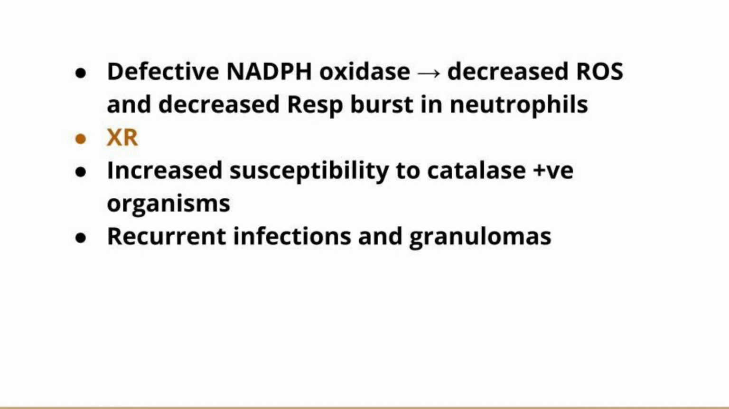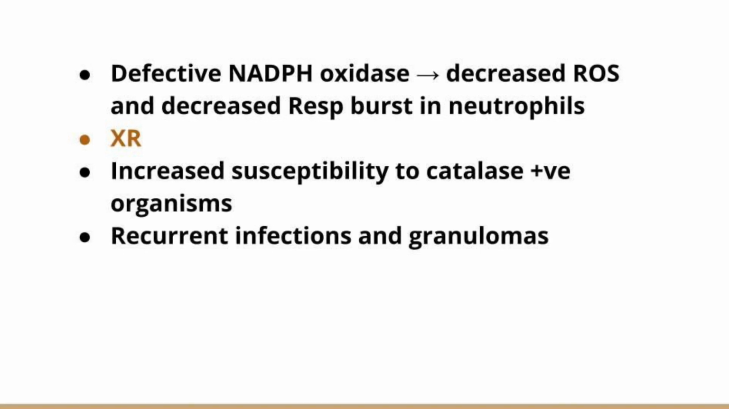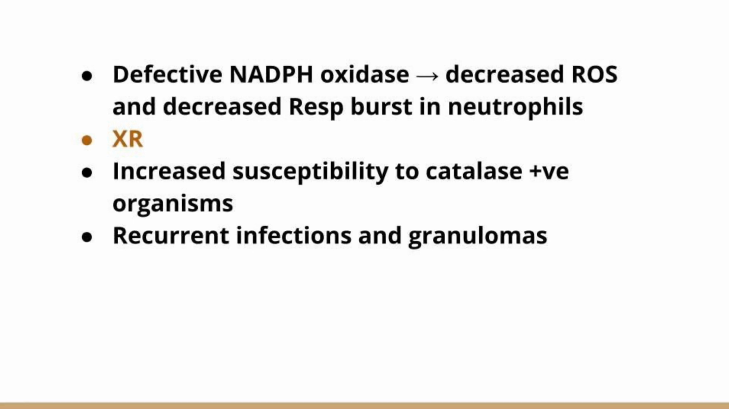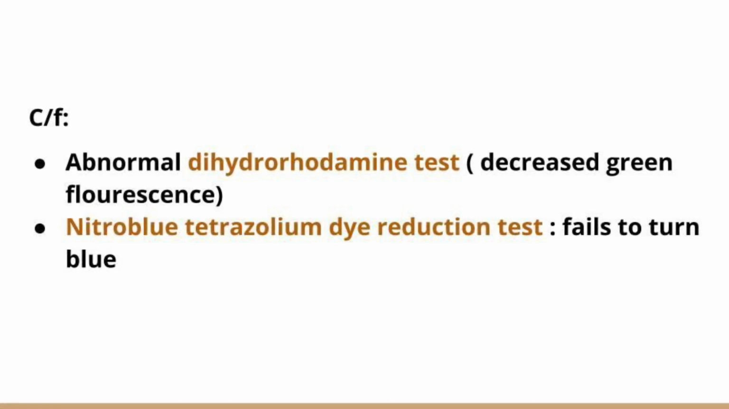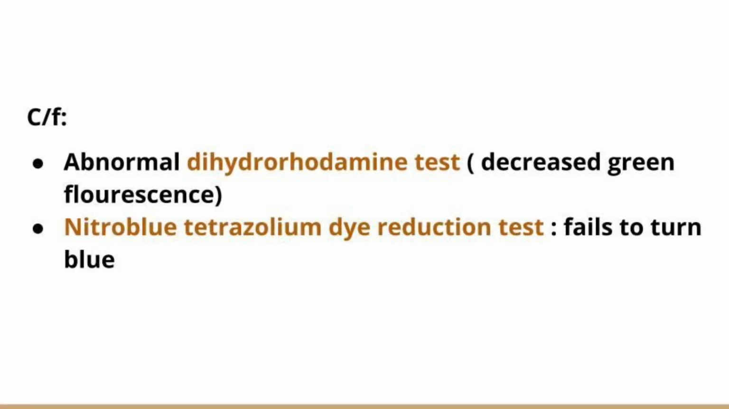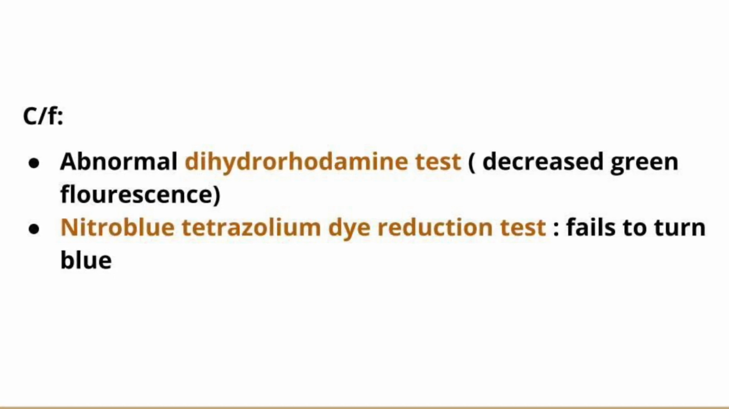This respiratory burst in the neutrophils is responsible for phagocytosis and for immunity. As there is a decreased respiratory burst in neutrophils, there will be recurrent infections and granuloma formation. The most common type of chronic granulomatous disease is X-linked form. And for the laboratory findings to confirm this NADPH defect, we can do two tests, and the first one is dihydrorhodamine test. It is a flow cytometry.